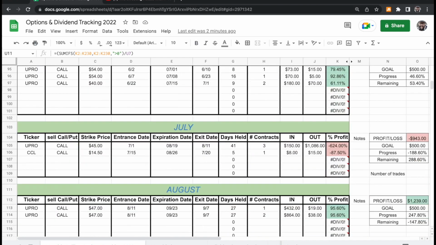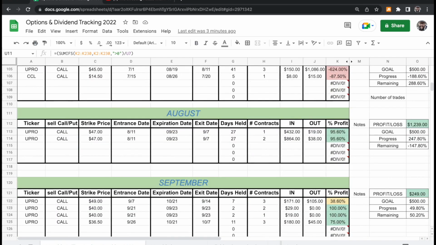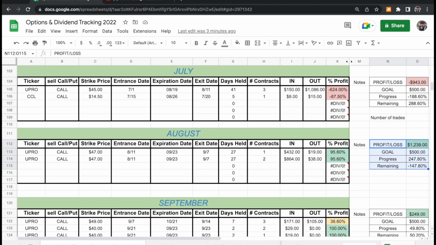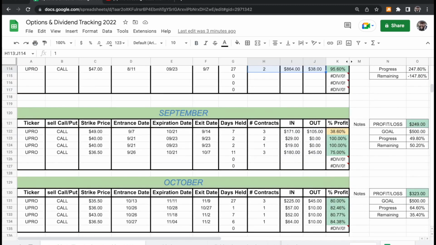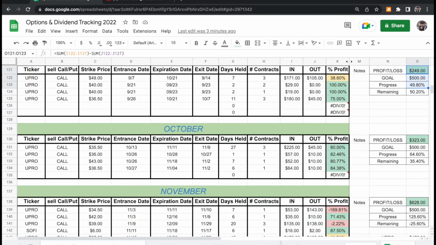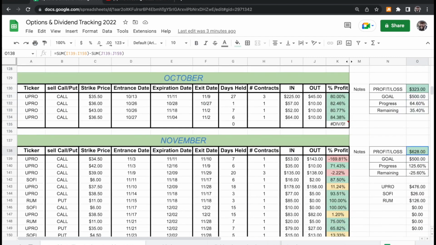And then you can see July was a big negative number. And then August ended up being a big one. I had some good, so you can see I rolled my contracts from up here. I just rolled those and then ended up being profitable. And then September, I made 249. Didn't hit my goal again. October didn't hit my goal of 500 either. And then November, I did.